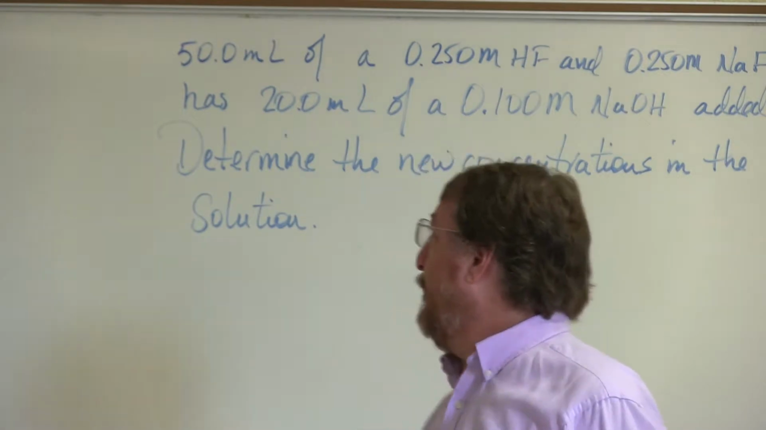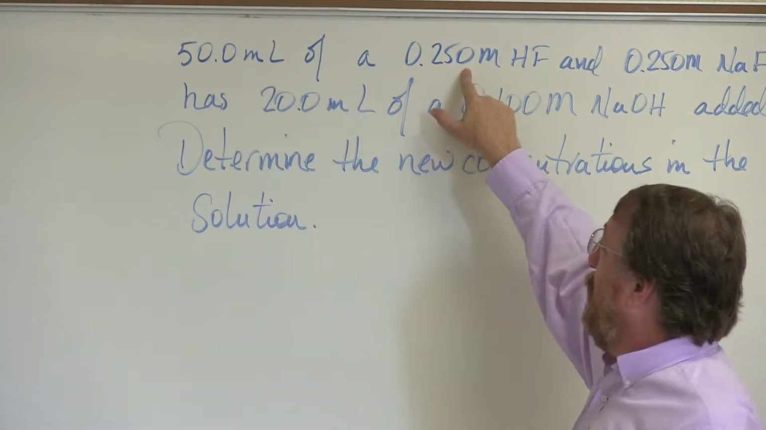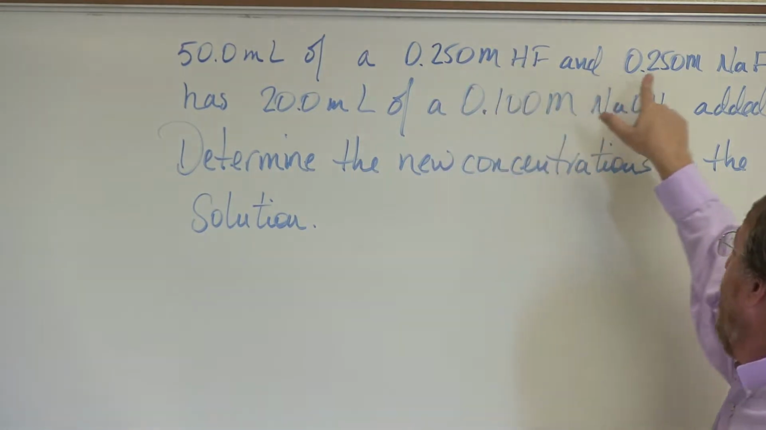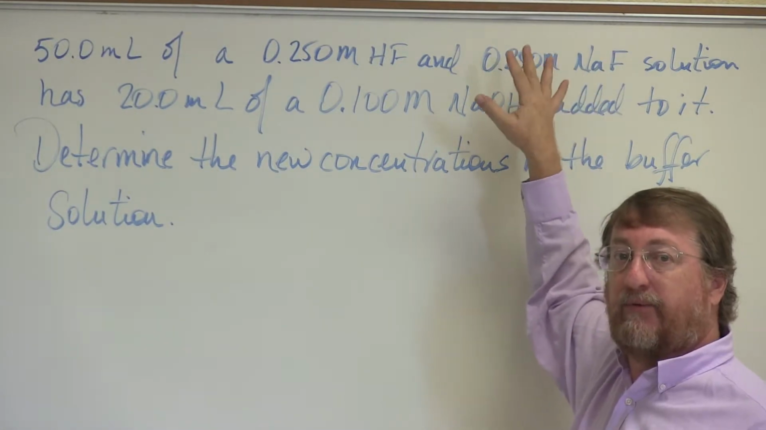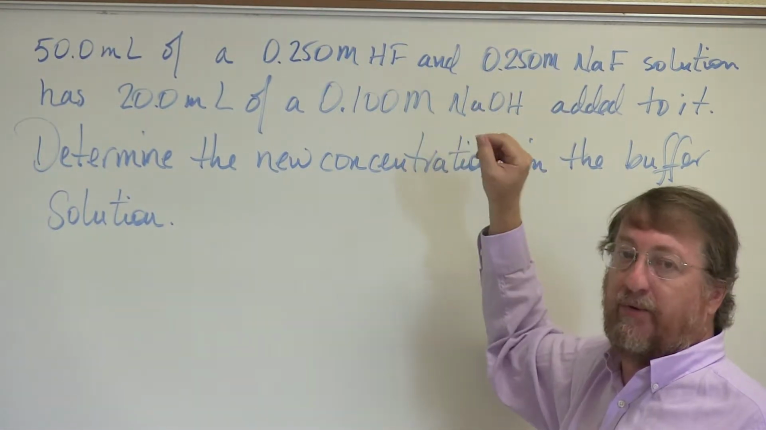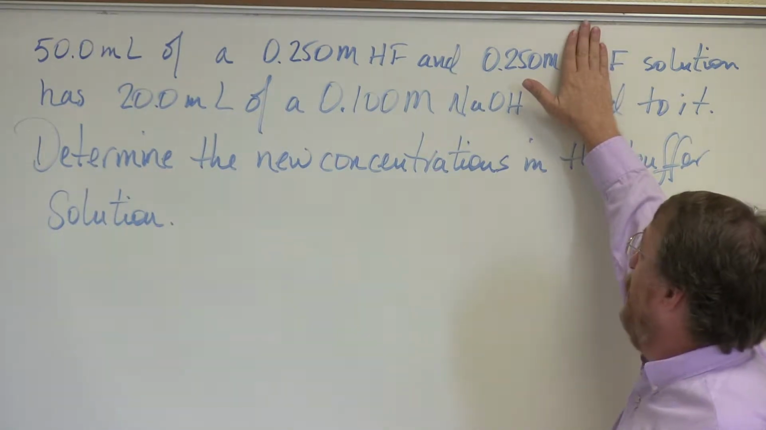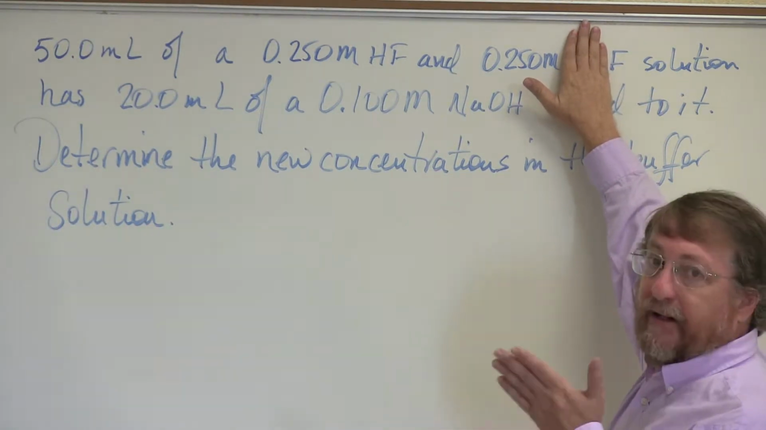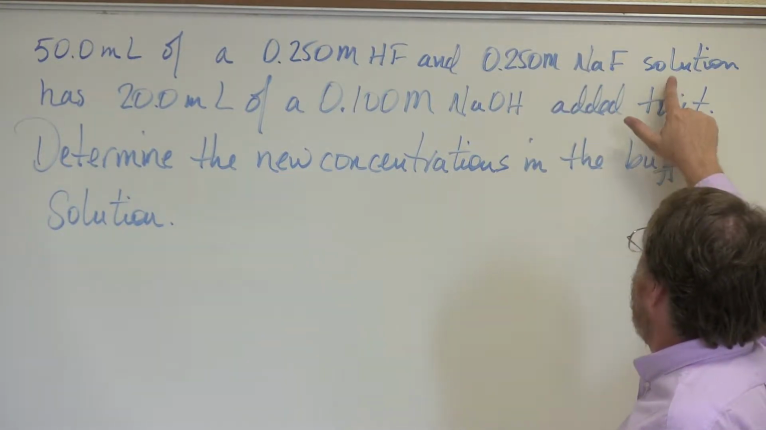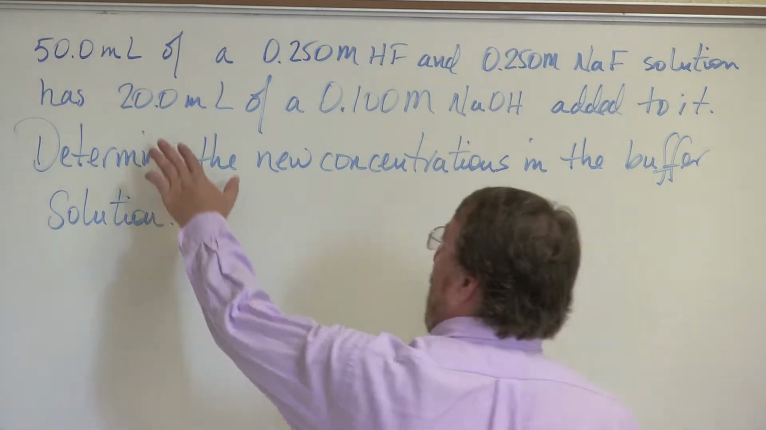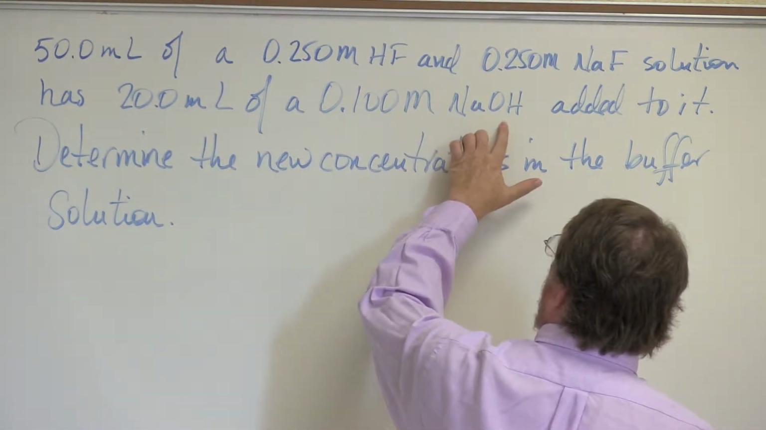So we've got a problem here. We have 50 milliliters of a buffer. The buffer is 0.25 molar HF and 0.25 molar NaF. Now, not all buffers have to have exactly the same concentration of the two components, but a lot of times you'll see that. The sodium is a spectator ion, so I can see my conjugate acid-base pair is HF and F minus. We have this solution, and we're going to add 20 milliliters of a 0.1 molar sodium hydroxide solution.